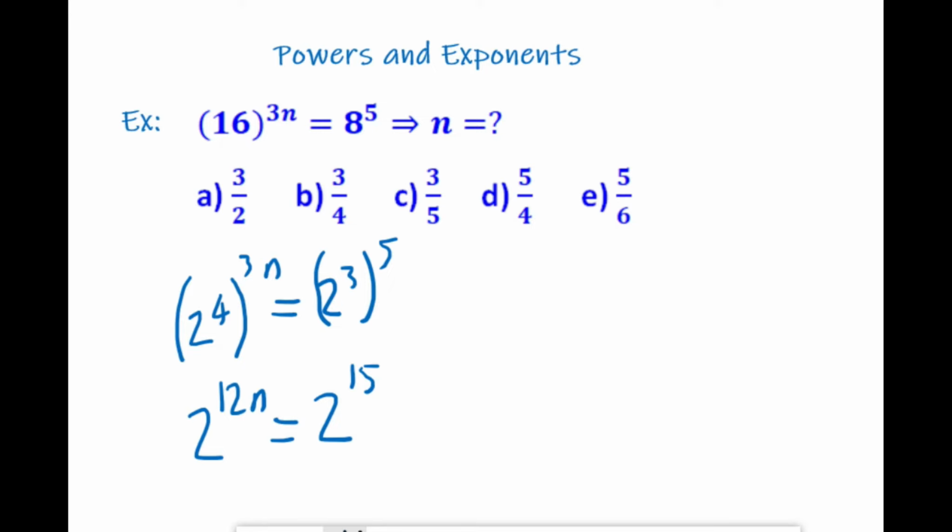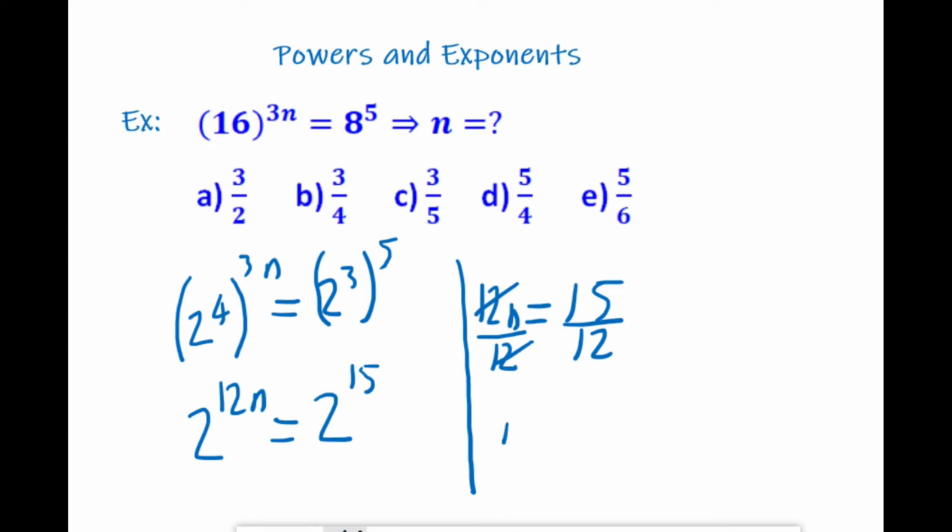The bases are the same. In that case, the exponent parts should be the same as well. That means 12n should be equal to 15. And of course, you need to find out n. How? Just divide both sides by 12, which is the number in front of n. These are gone, so n is 15 divided by 12.